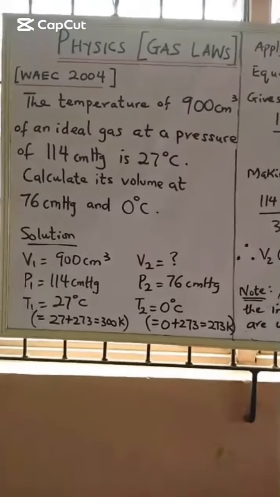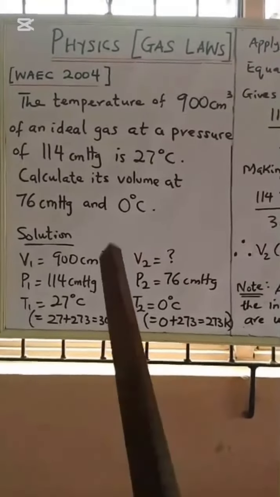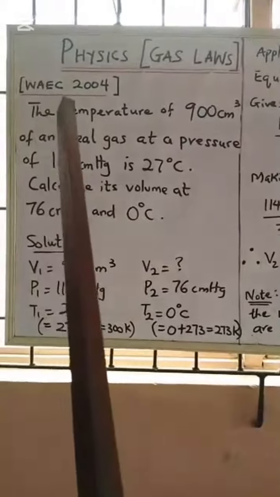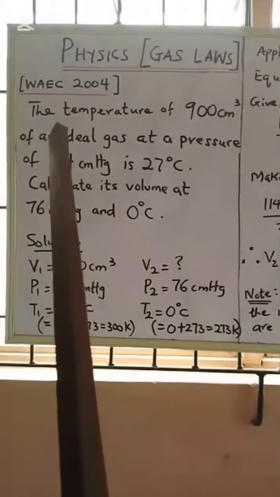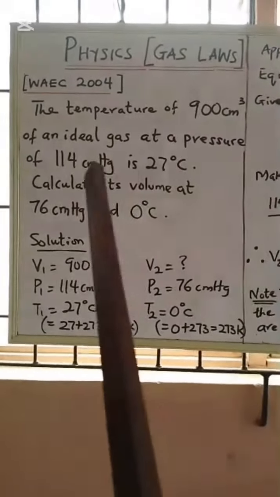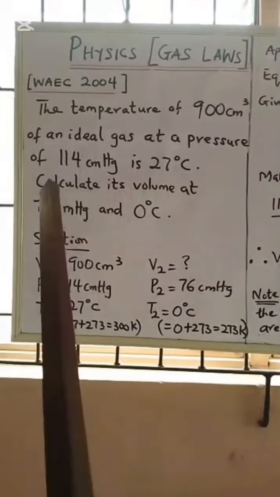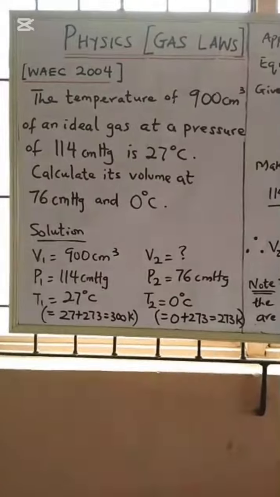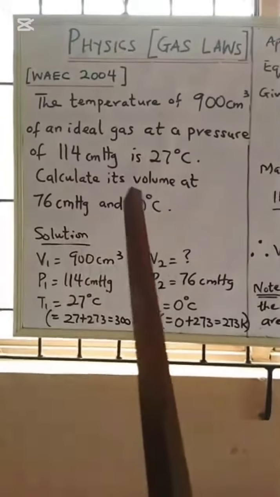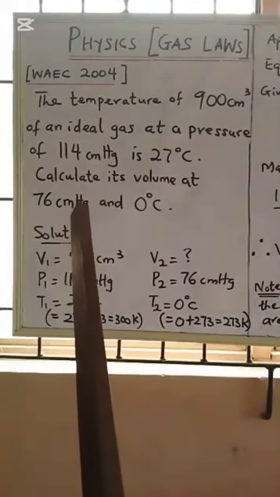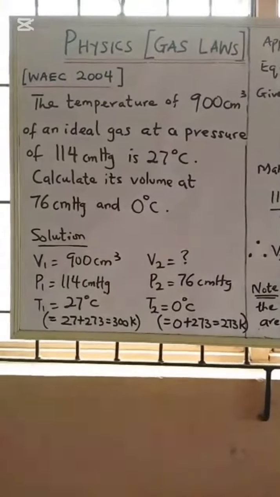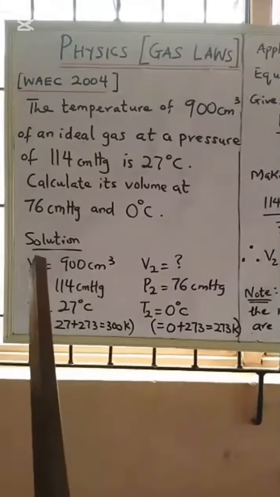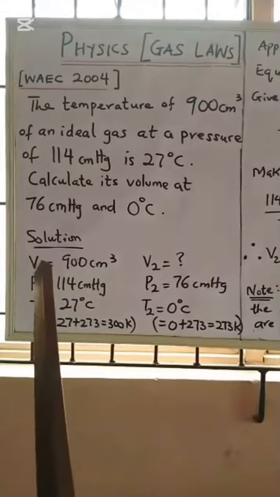Time for examples. All right, so look at this question from WAEC of 2004. It says the temperature of 900 centimeter cube of an ideal gas at a pressure of 114 centimeter mercury is 27 degrees centigrade. So we have to calculate its volume at 76 centimeter mercury and 0 degrees centigrade. Okay. The first thing you need to do is to state out your parameters.